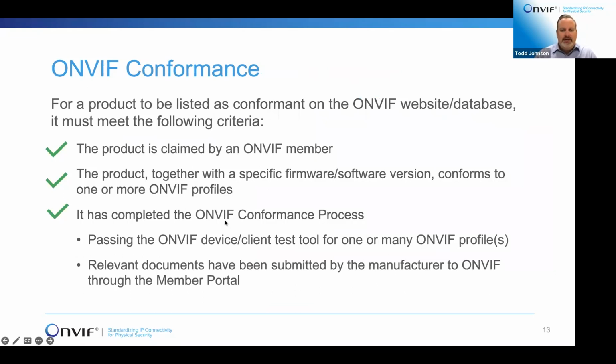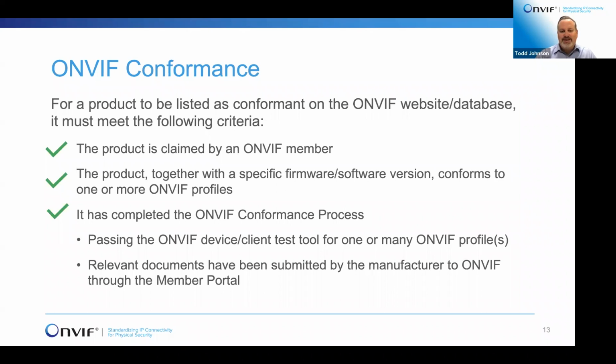So what does it mean if a product is listed in the conformant product database, shown in that button in the upper right corner of the website? It's got to meet this criteria. First of all, you have to be an ONVIF member to have an ONVIF conformant product. So a member has to claim that product.